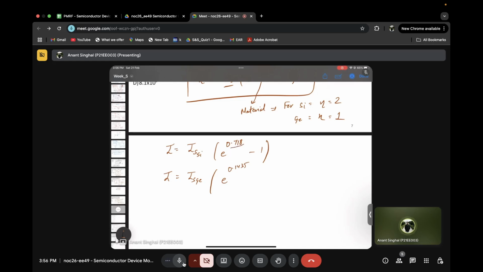So this is 2 VT, not 1. For silicon, eta is 2, right? 2 VT, let me write. This is 2 VT, and this is 1 VT. The question is asking about the ratio of silicon over germanium. Is it clear? So it will be nothing but exponential of 0.718 over 2 VT minus 1, upon exponential of 0.4135 over VT minus 1.